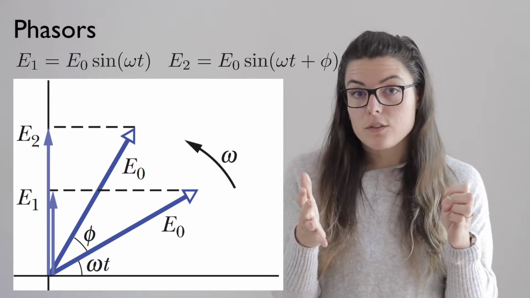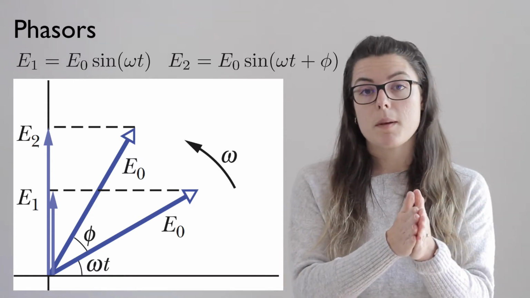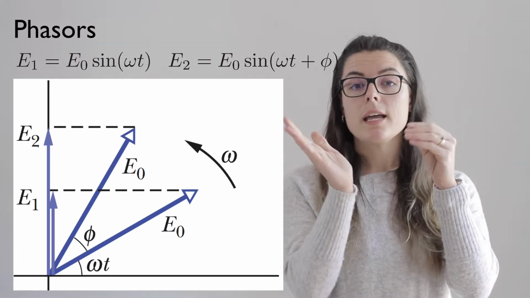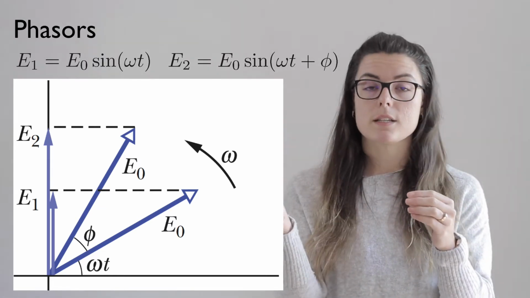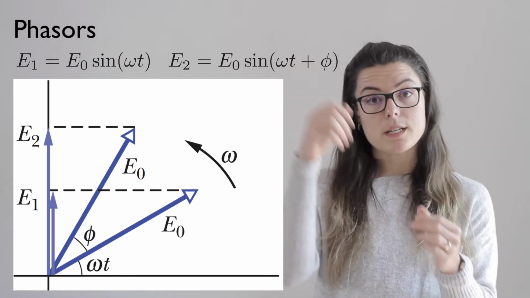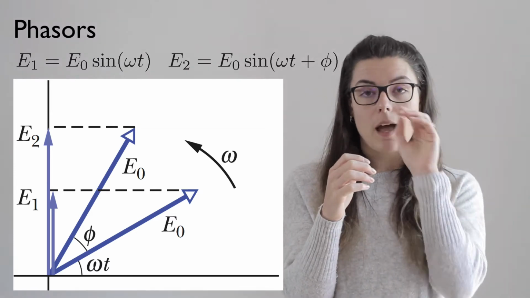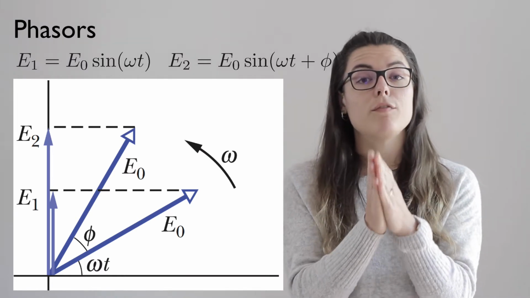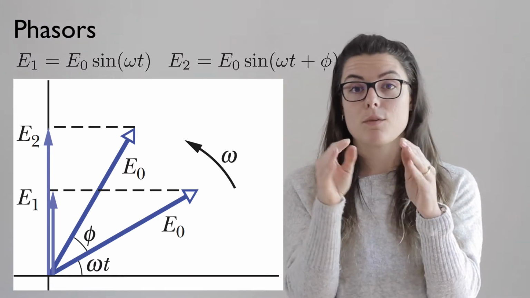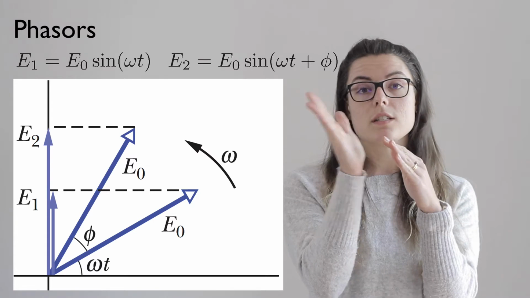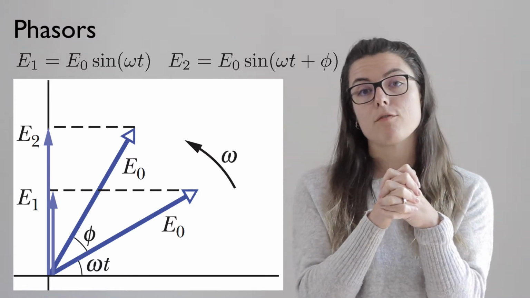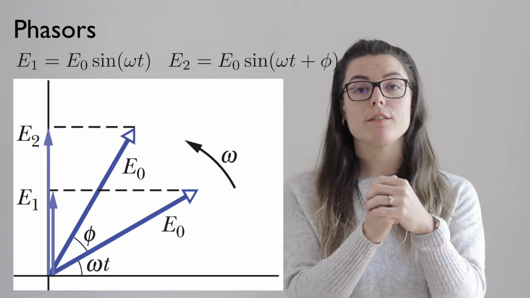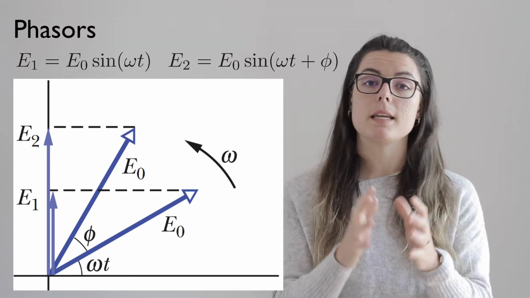The second sinusoidal wave, E2, remember its equation is E2 equals E naught sine omega t plus phi. It's going to have the same magnitude. It's going to be E naught as well, but it's going to have an angle with the horizontal axis that is an angle phi more than omega t. So remember, it's omega t plus phi. So we've just shifted it around from the horizontal axis a little bit more. And its projection onto the vertical axis is going to be E2.